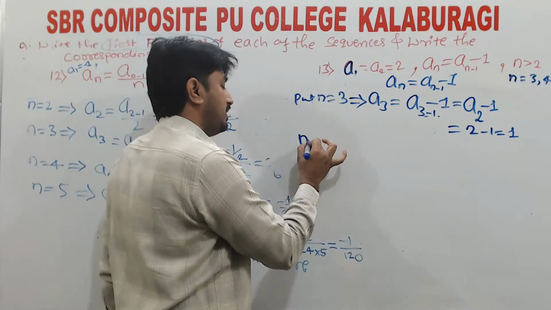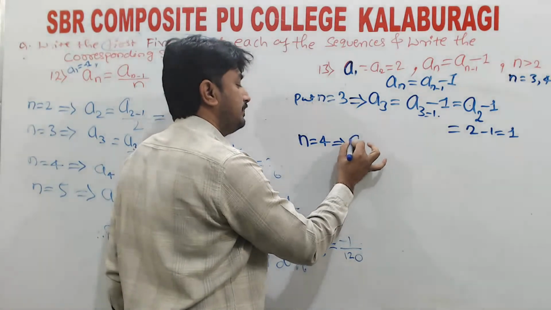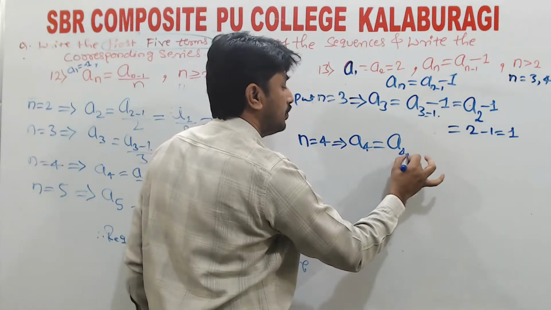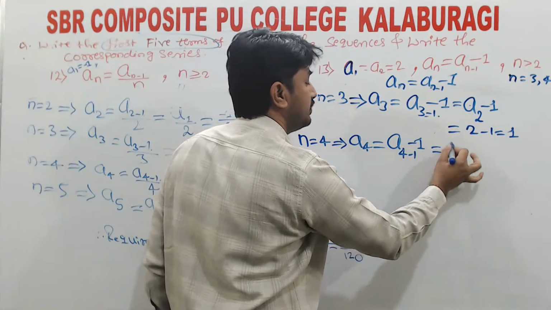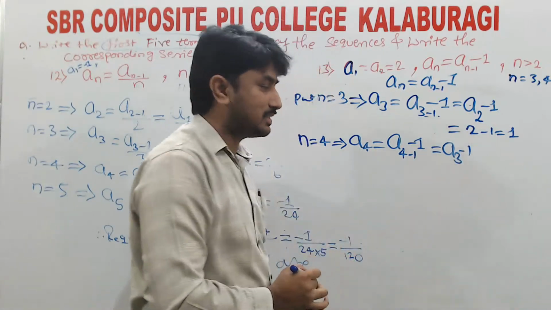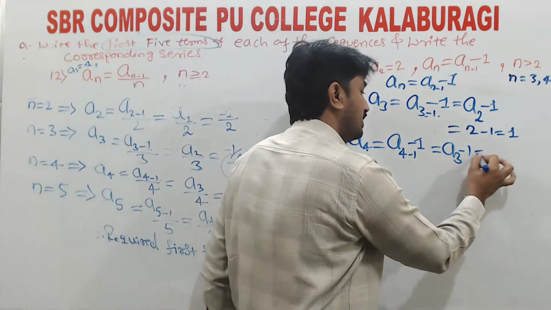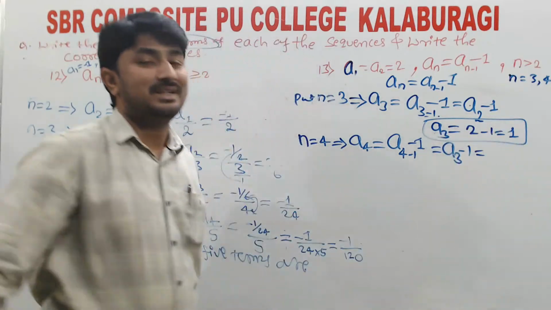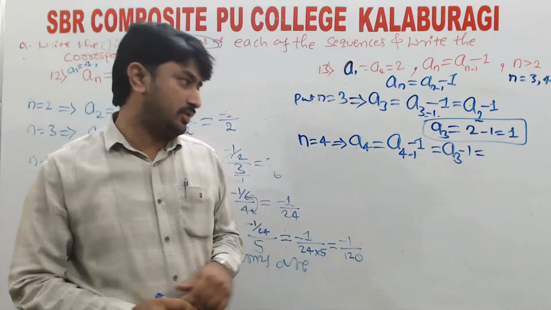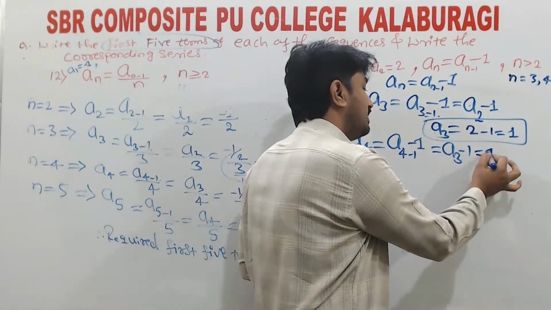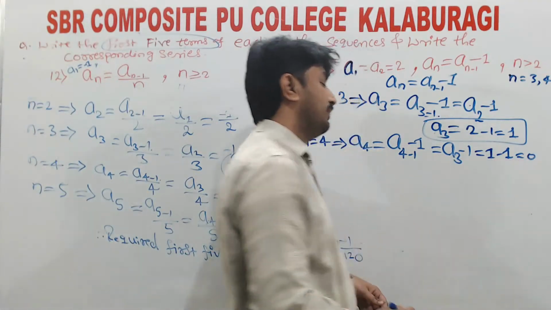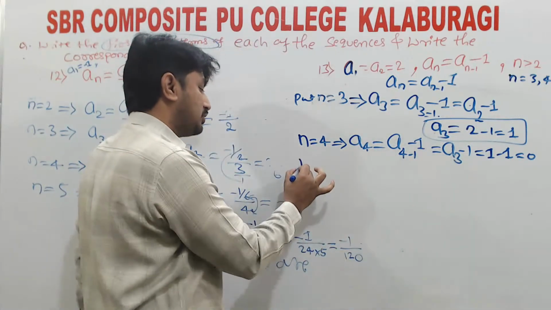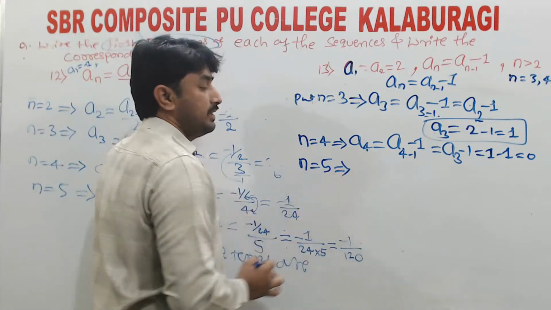And I am taking next n equal to 4, which implies a4 is equal to, in place of n I am taking 4, a_(4 minus 1) minus 1, which is a3 minus 1. The third term value we already know, it is 1. So 1 minus 1 is equal to 0. It means the fourth term value is 0.